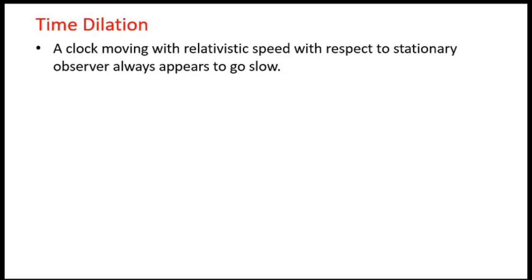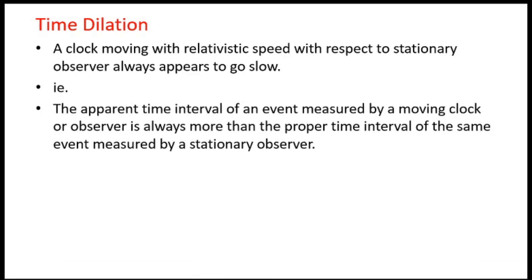The simple statement of time dilation is that a clock moving with relativistic speed with respect to a stationary observer always appears to go slow. Or the same statement can be put in other words, that the apparent time interval of an event as measured by a moving clock or an observer is always more than the proper time interval of the same event measured by a stationary observer. Just remember, according to time dilation, the apparent time interval of an event is always greater than the proper time interval of the same event.